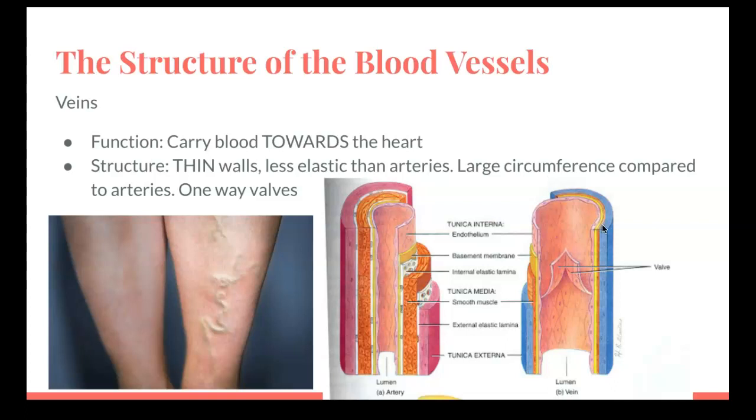So they don't actually use the muscle in the wall because it's so tiny. This is the muscle layer in the wall of the vein. It's so small that it wouldn't really allow for blood to get pushed up as well as it does in the artery.